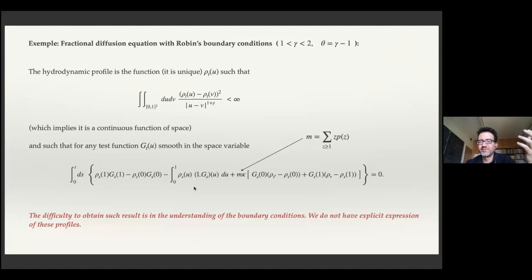I cannot write it directly because, in fact, L of rho does not make any sense. So I have to integrate with respect to some test function in order to make sense. And here you have all the boundary conditions which are implemented in this thing.